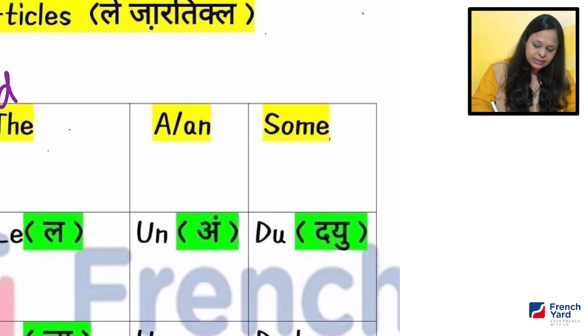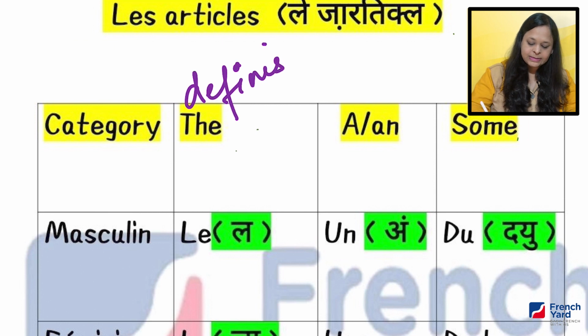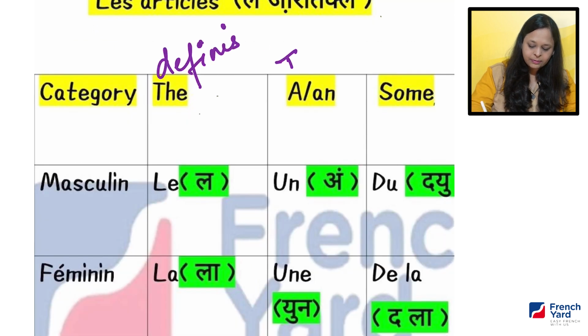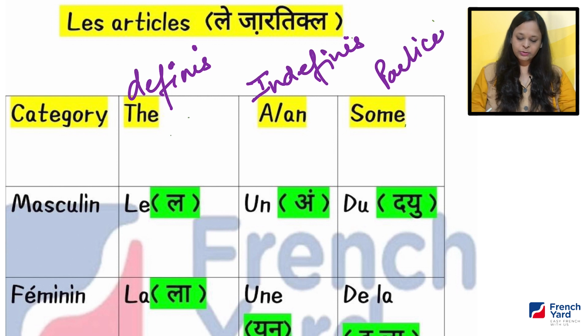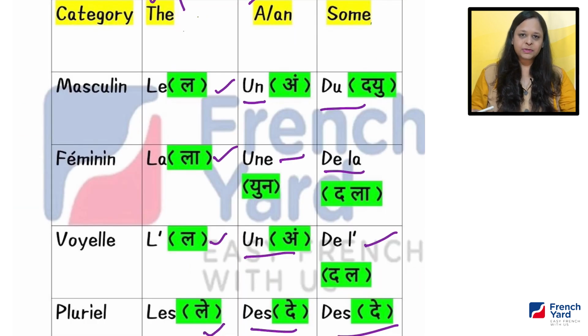We have three types of articles. The first is définis, second indéfinis, and the third is partitif. So the definite article, définis, is "the" in French, and is of four further types: masculine le, feminine la, vowel l', and plural les.